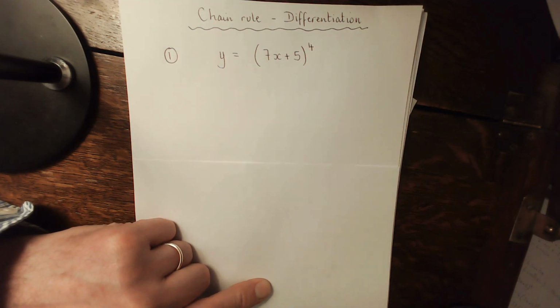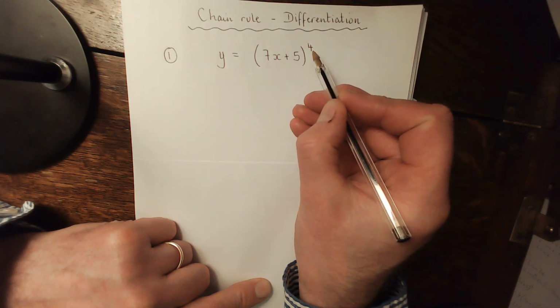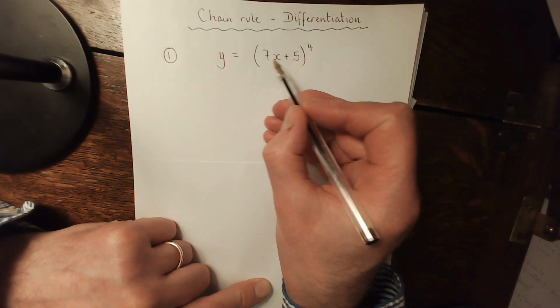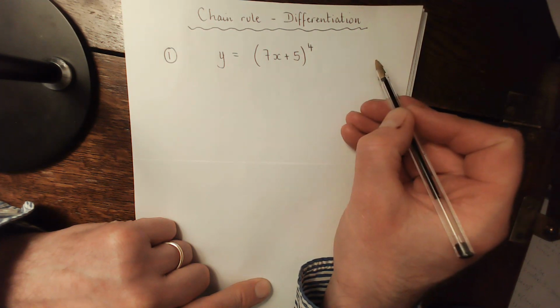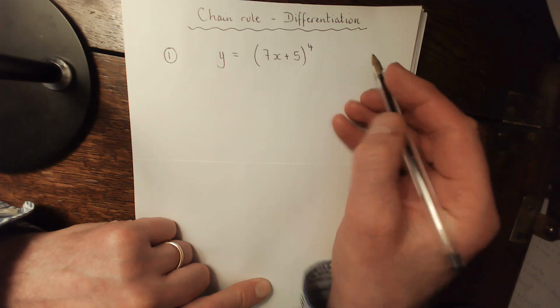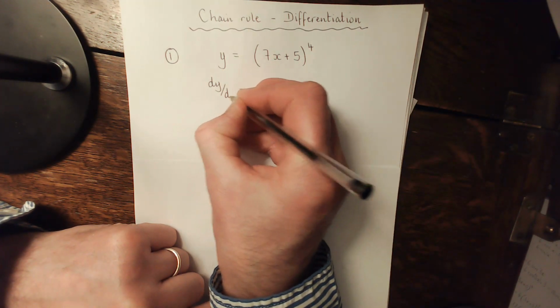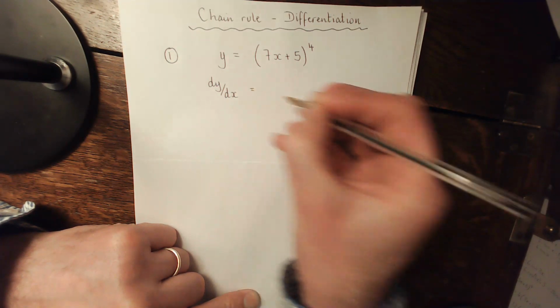Here's a wee example I've got for you, and you notice that you've got quite a high power here, so you're not going to be asked to write this out 4 times, burst out your brackets and then differentiate. So what we can do is we can differentiate this using the chain rule.